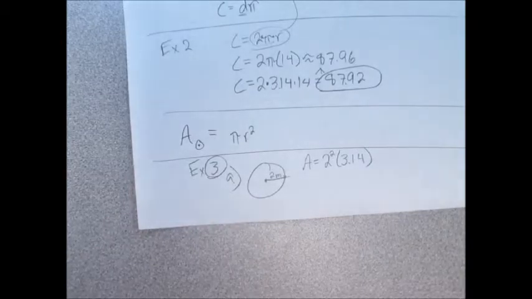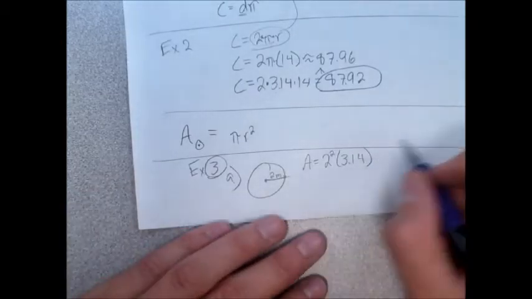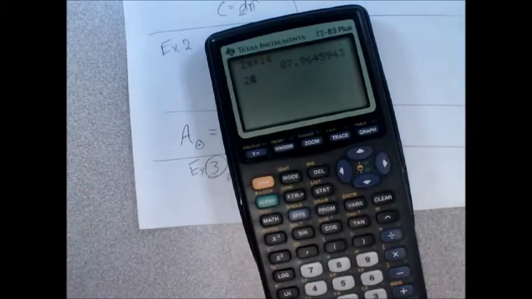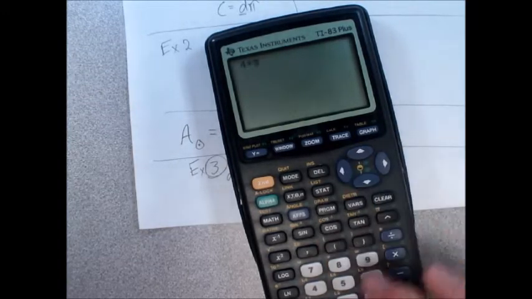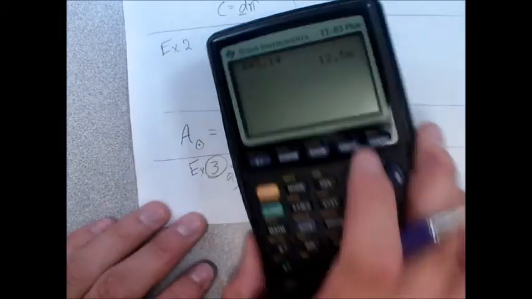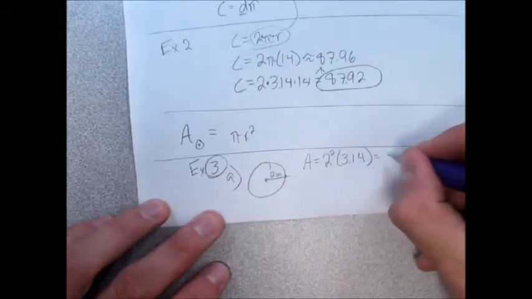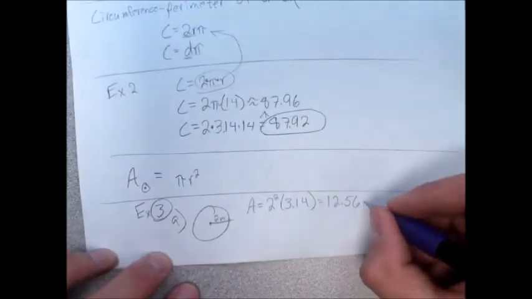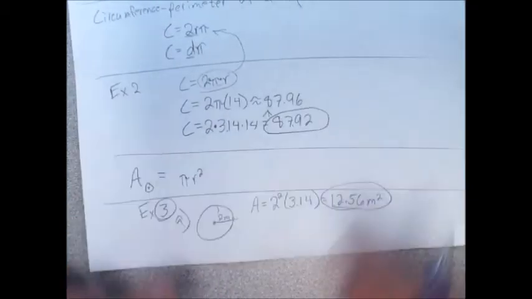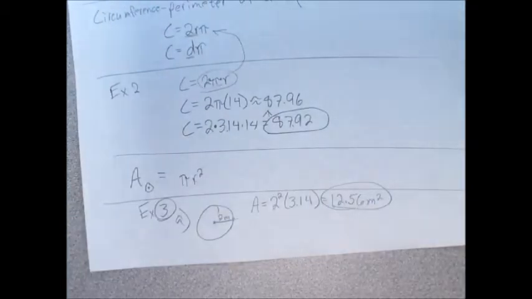So I can plug this in to my calculator. I get 4 times 3.14, which is 12.56. So our final answer would be 12.56. What is our label? Meters squared. Really simple. Y'all have probably seen all of this before, so hopefully it's just a review.